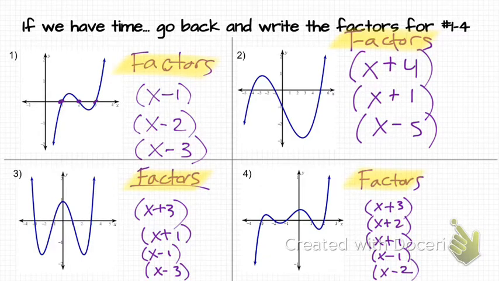All right, 2 minutes is up. Check your answers up here on the board. The factors for number 2 are x plus 4, x plus 1, x minus 5. For number 3, x plus 3, x plus 1, x minus 1, x minus 3. Number 4, x plus 3, x plus 2, x plus 1, x minus 1, x minus 2. Yes, sir. No, it doesn't matter what order you write them in.